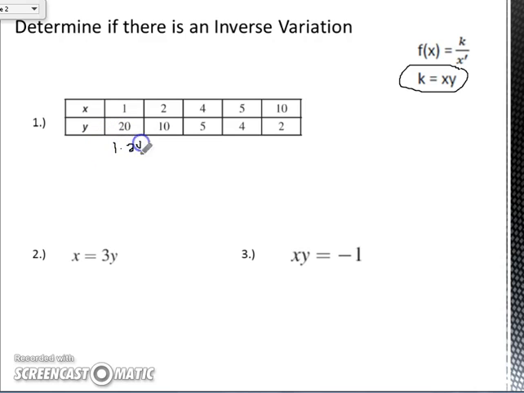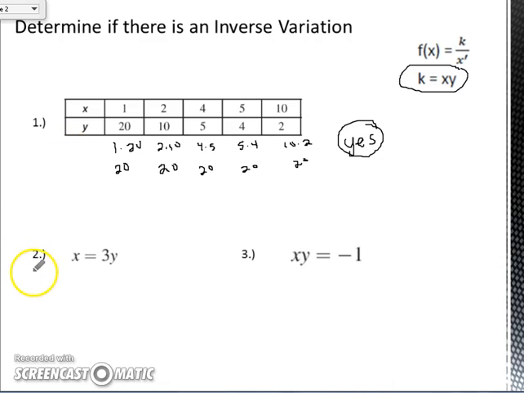So 1 times 20, we come out with 20 for this one. Looking at the second ordered pair, we have 2 times 10, that also equals 20. Third one, 4 times 5, we get a constant value of 20. 5 times 4, we get a constant value of 20, and 10 times 2, we get a constant value of 20. So for each of these, when we applied this constant equation, we got a value of k of being 20. So this one is an inverse variation. It's showing an inverse variation relationship because the constant value is the same for each ordered pair.